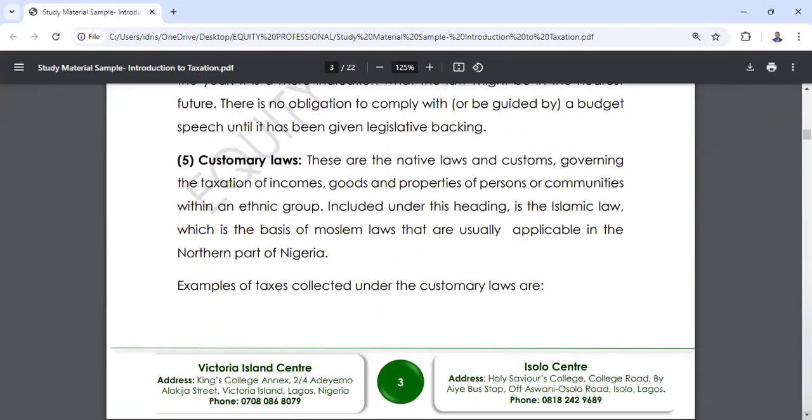We have another one called customary law. Another source of tax law is customary law. Customary law, those are the laws that relate to tax that we derive from religion or from culture or from tribe. Examples of customary law: Islamic law, Christian law, traditional law.